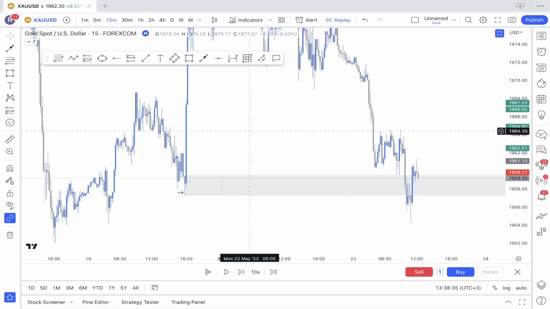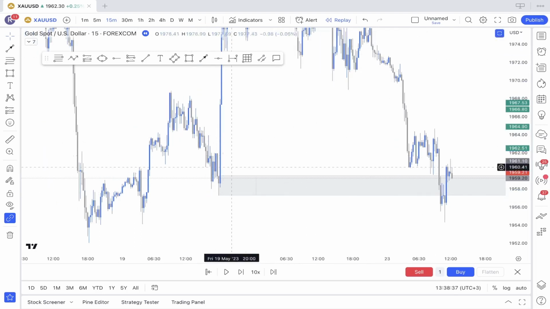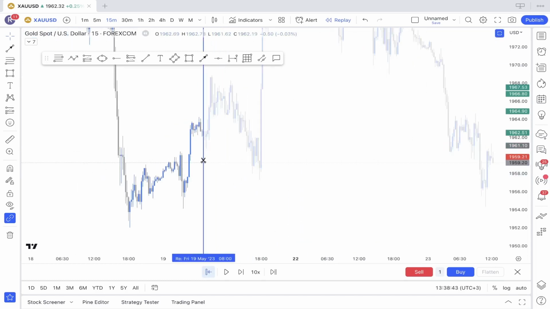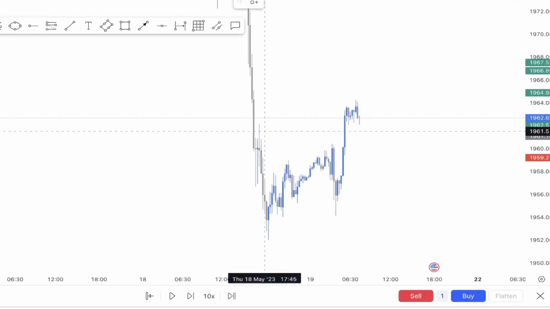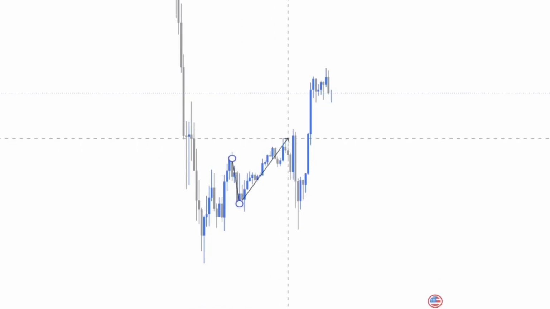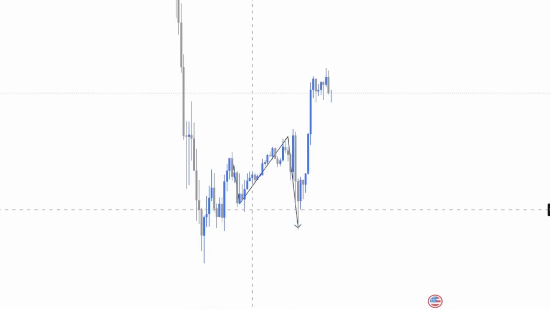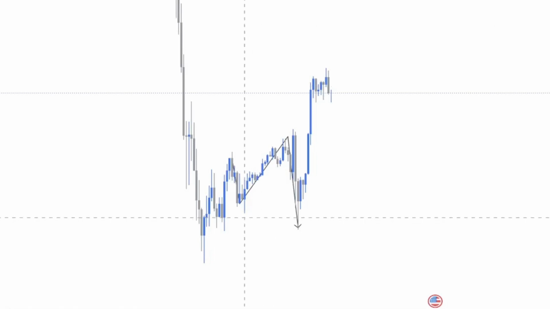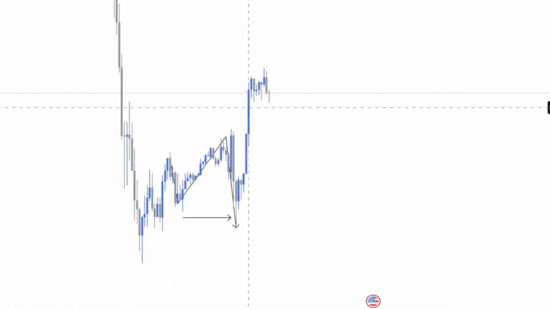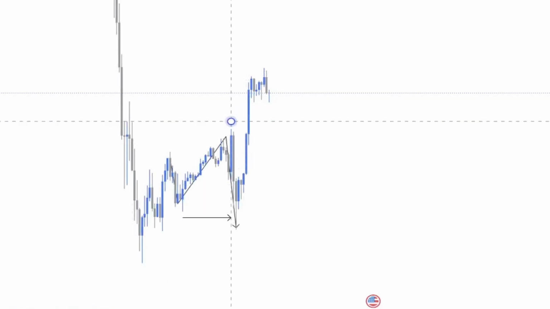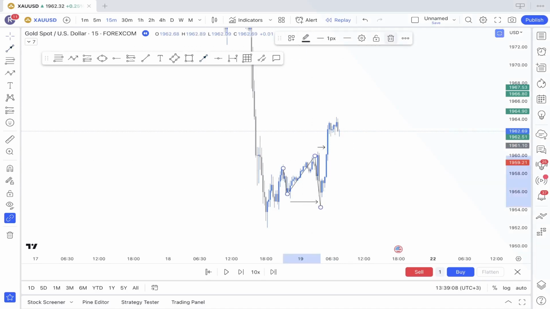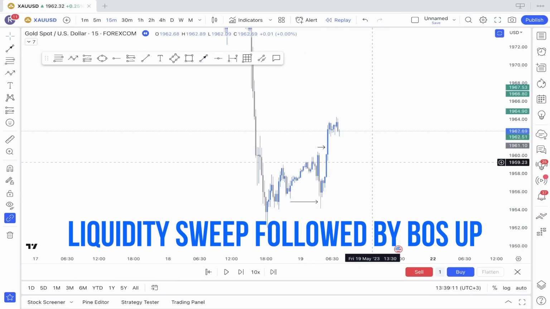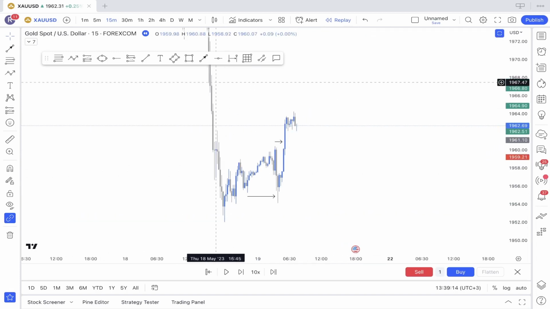Okay, so one second. Let me delete these drawings and let me show you what I'm talking about. Again, right here we have another CHOCH. So check this out. Let me use the path so that I can make it easier for you. Right here we break structure to the downside, and immediately after, we have a break of structure to the upside. So again we have a liquidity sweep followed by a break of structure to the upside. This is a CHOCH. We have a CHOCH right here.